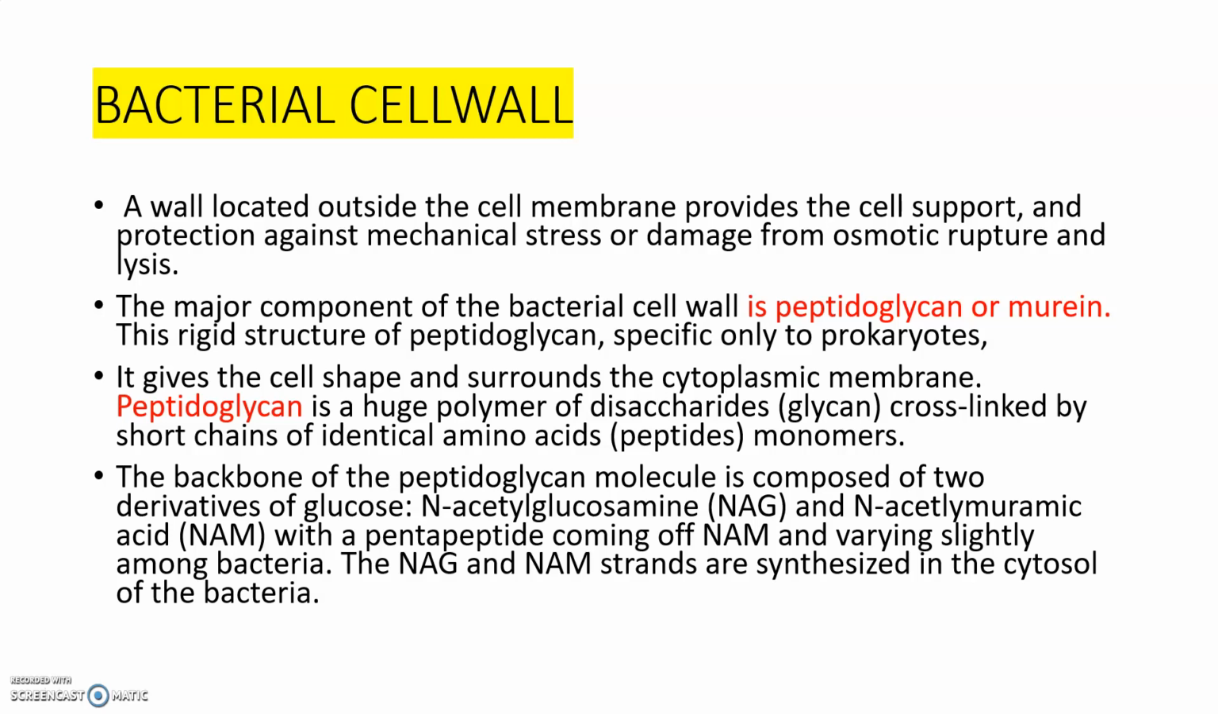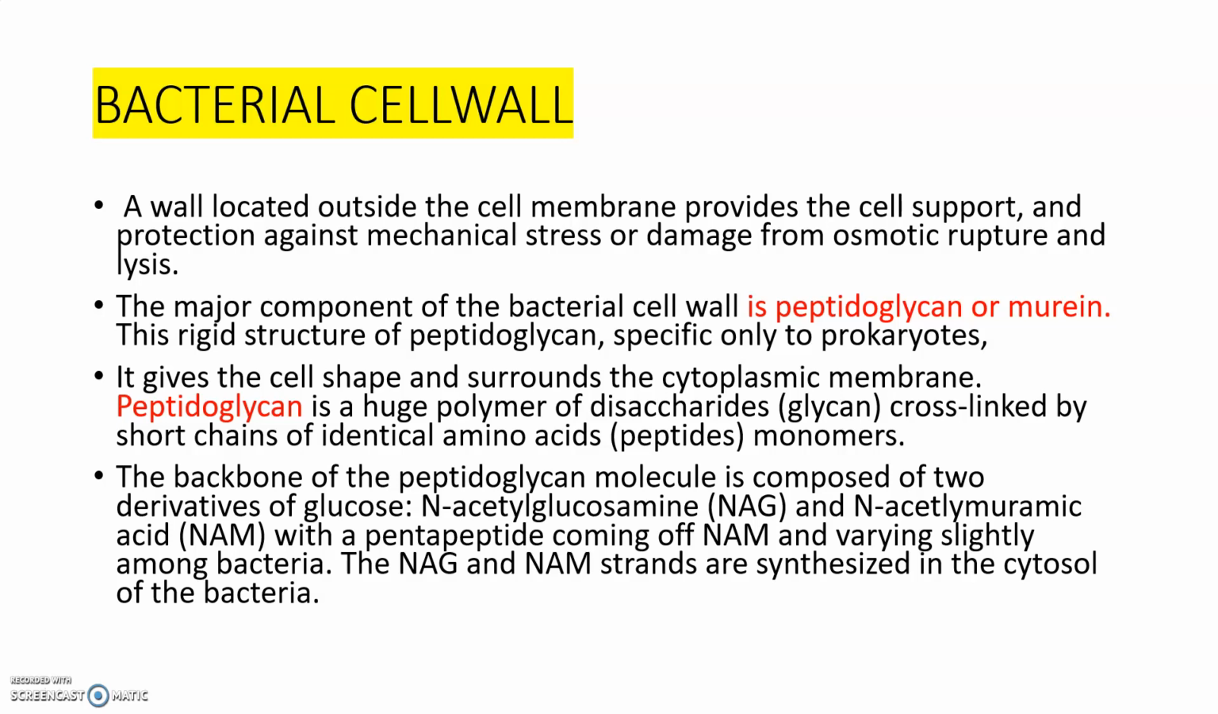And what do we mean by peptidoglycan? It is a huge polymer of disaccharides, that means glycan, and they are cross-linked by short chains of identical amino acid monomers. The name itself: peptido means amino acid, that is protein, peptide. Glycan means disaccharide. So it combines both.